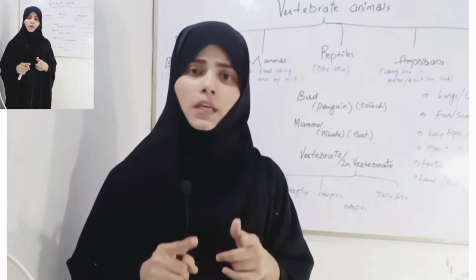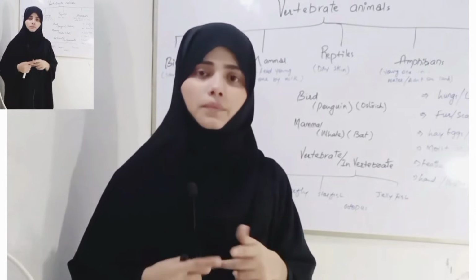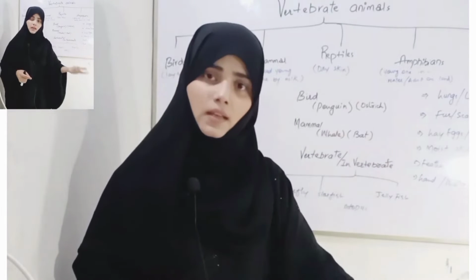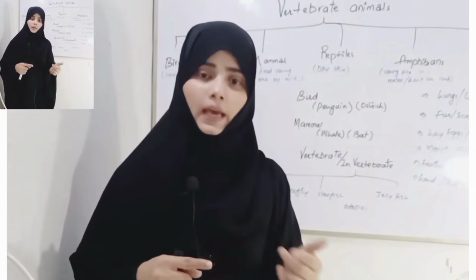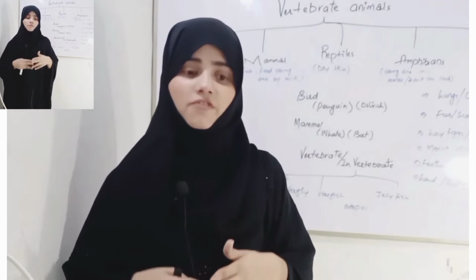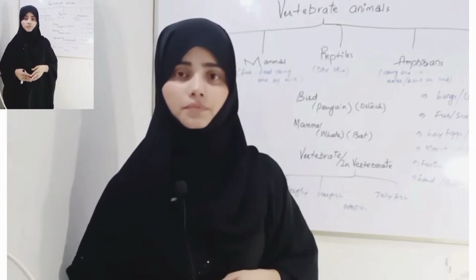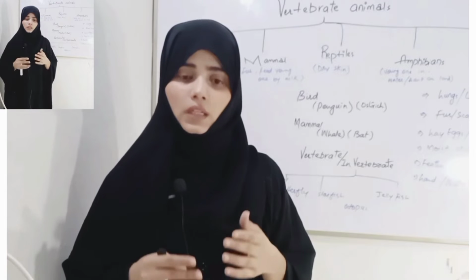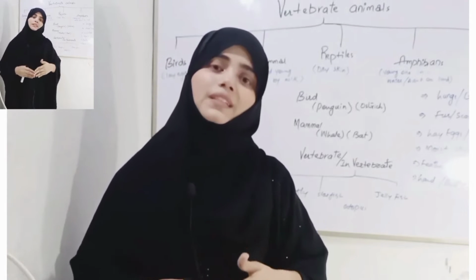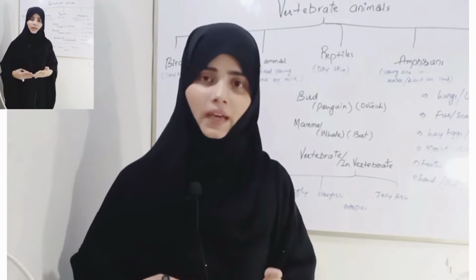Number 3, they produce young ones. As I have told you, birds lay eggs, and mammals are the animals who produce young ones. They give birth to the young ones. So there are 3 characteristics. Number 4 characteristic is they feed their young ones with milk.